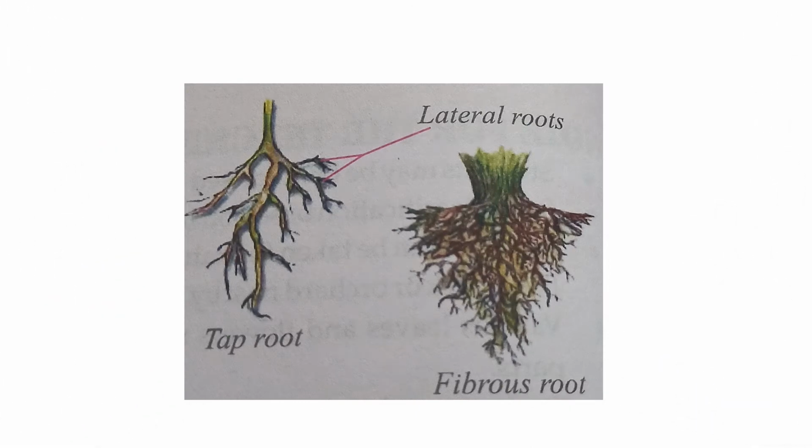The taproot and the fibrous root. So it becomes easy to understand that in the case of a taproot, there is one single root, and it divides into branches later on, and those branches are known as lateral roots. Whereas in the case of a fibrous root, all the roots appear together and they are small in size.